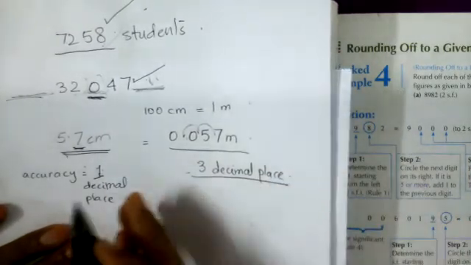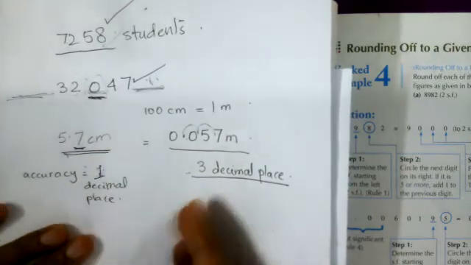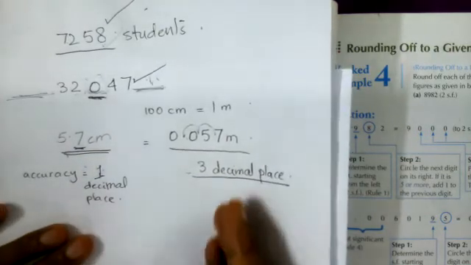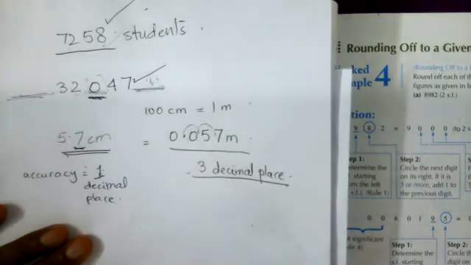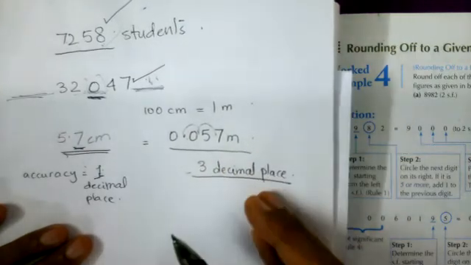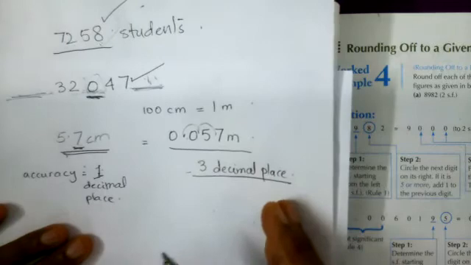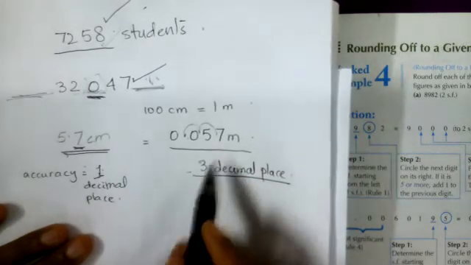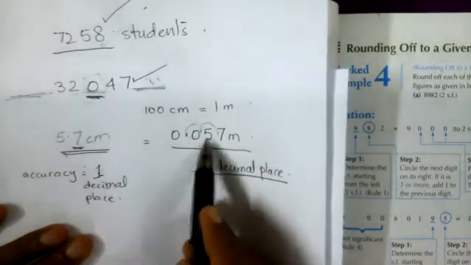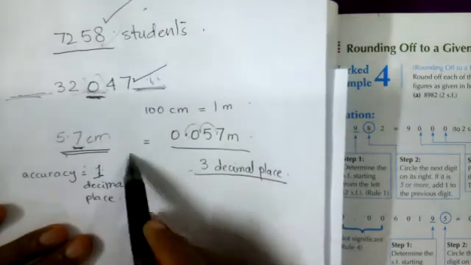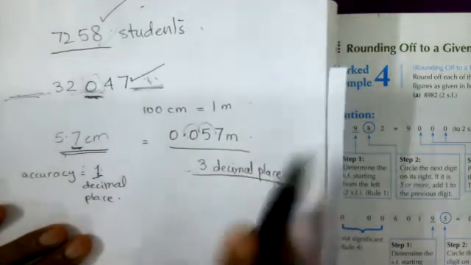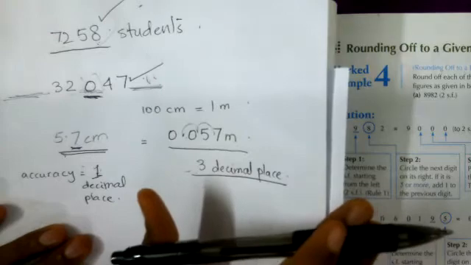Accuracy increases only if you use a more accurate instrument. Like if I used, instead of a centimeter ruler, a vernier caliper or a micrometer screw gauge, only then if I get a 3 decimal place reading, I can say that yes, this is more accurate. But can you see now the number has 3 decimal places? Does that mean that accuracy increased? No, accuracy did not increase.